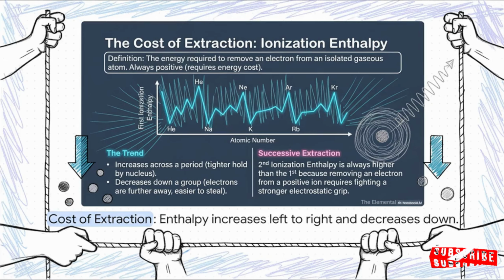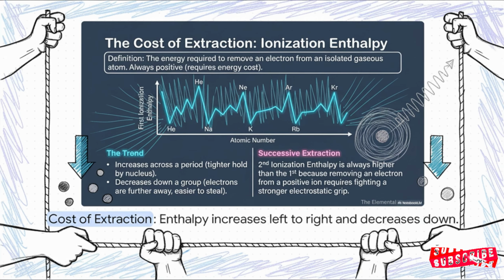And since we're talking about an extraction cost, it perfectly mirrors our tug of war. Check out the jagged peaks on this data. Across a period, as that nucleus pulls tighter, the cost of extraction skyrockets, which is exactly why the noble gases sit right at the peaks. Conversely, down a group, those outer electrons are so far away from the center that they're basically unprotected, making them way easier and cheaper to steal.